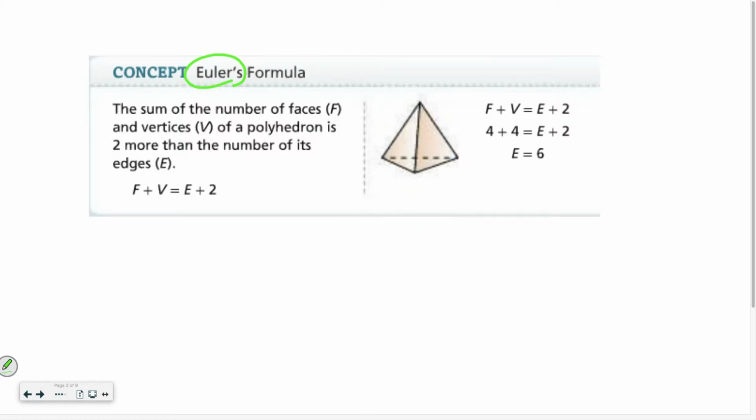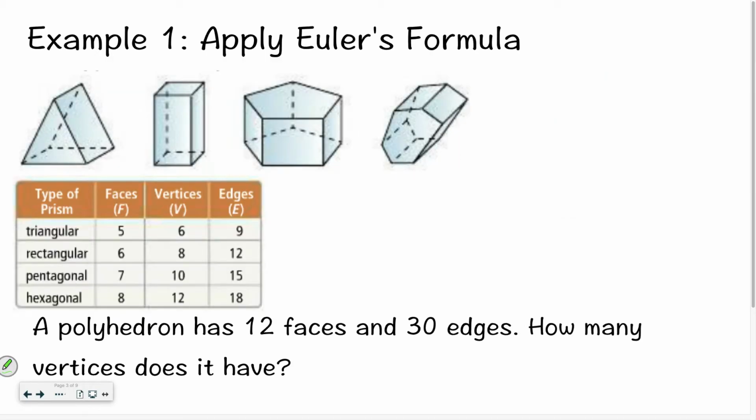So I'm going to say 4 plus 4 equals, and then if I wanted to figure out the number of edges, I could, in this case, simply count them. But sometimes there's going to be too many for us to count, and that's why we're going to use this formula, okay? So this is called Euler's formula. Faces plus vertices equals edges plus 2. Okay, so let's look at our first example where we apply Euler's formula.